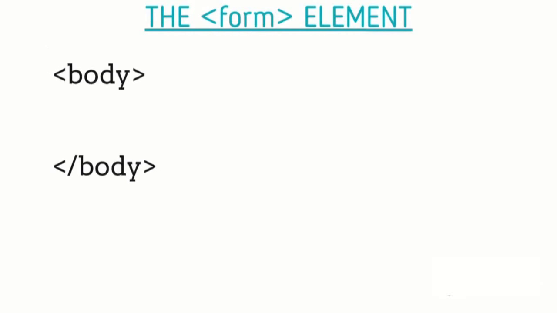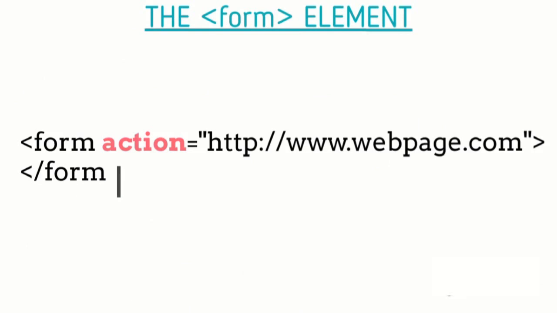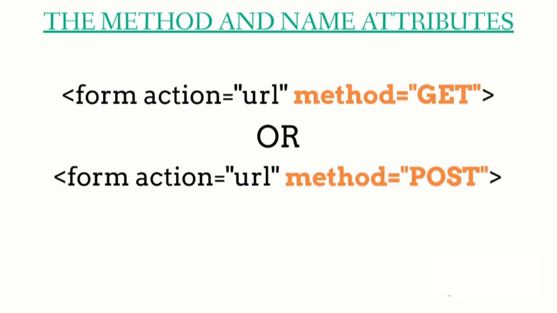HTML forms are used to collect information from the user. Forms are defined using the form tag element, with its opening and closing tags. Use the action attribute to point to a web page that will load after the user submits the form. The method attribute specifies the HTTP method, get or post, to be used when forms are submitted.